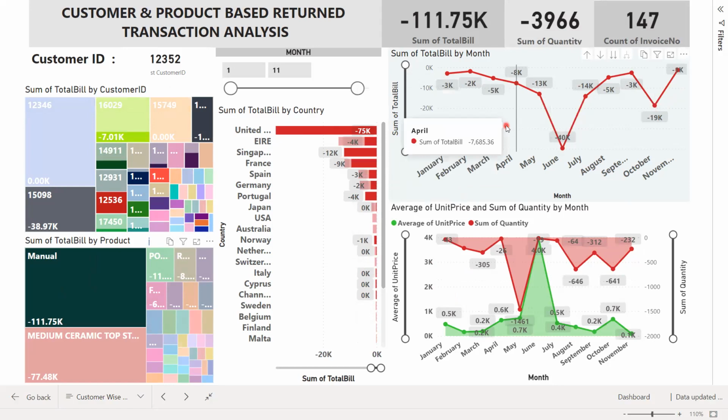So the matter of concern is why this item, the so-called manual, is returned by customers. Is it an issue with quality, price, or what?